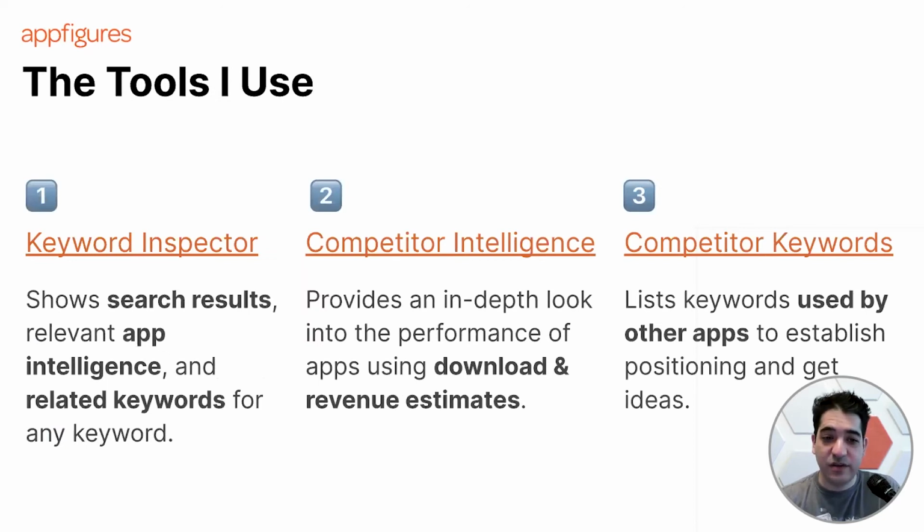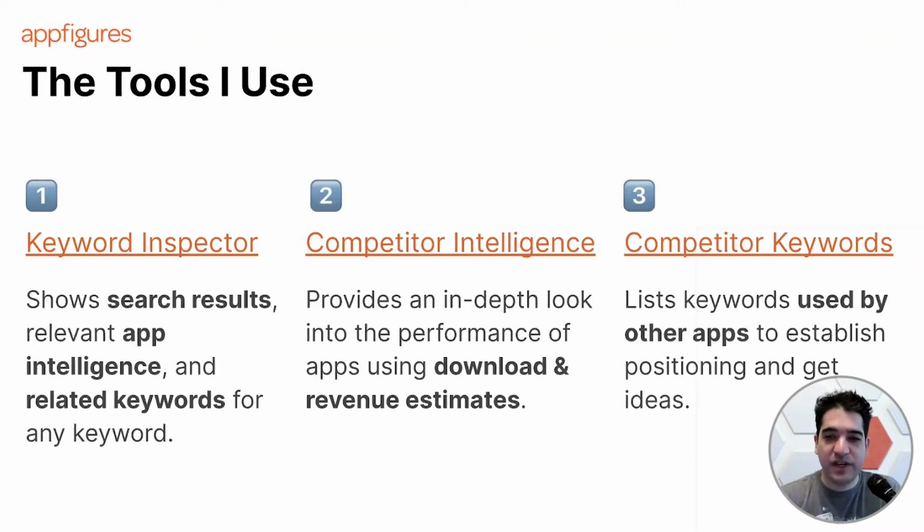So the tools that I use and the tools that I will be using today are one, keyword inspector, which shows search results based on a keyword in the App Store and Google Play for any country that I choose. And the cool thing about it is not only is it giving me results, but it's overlaying some information. So it's showing me the importance and relevance of a keyword. It's showing me app intelligence on the apps, and you'll see how important that is for knowing what you can attack, what's feasible for you to optimize for, and what isn't.